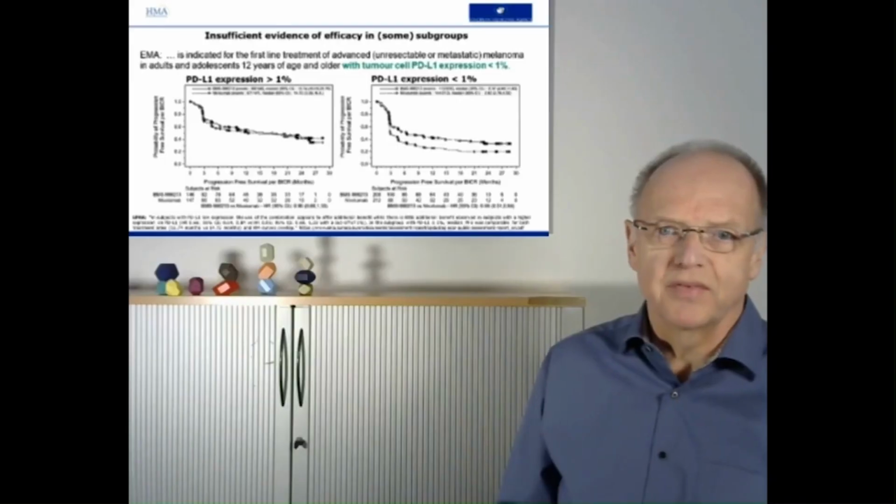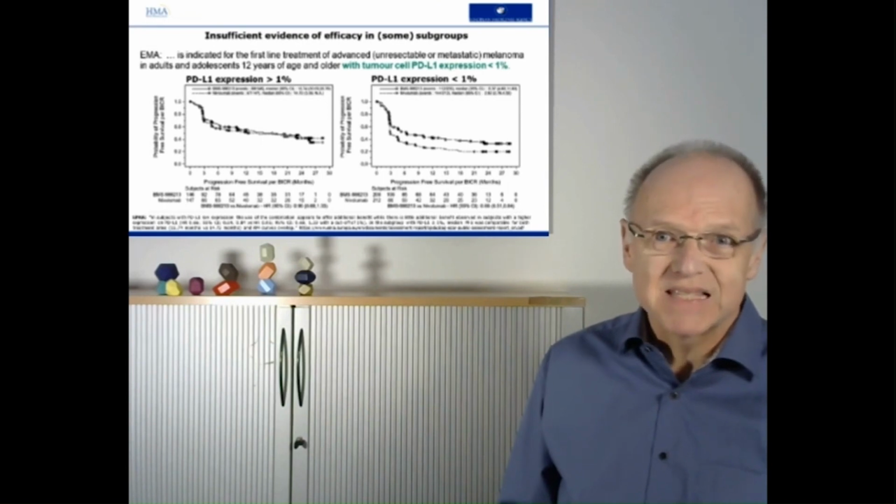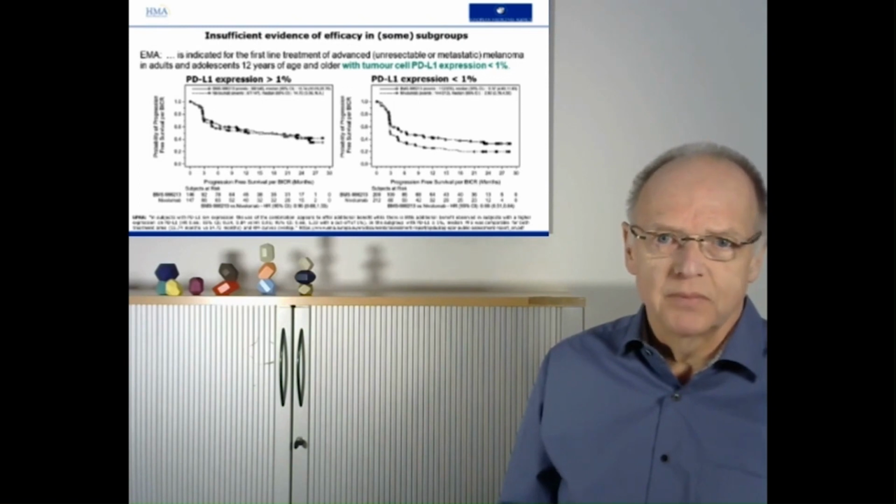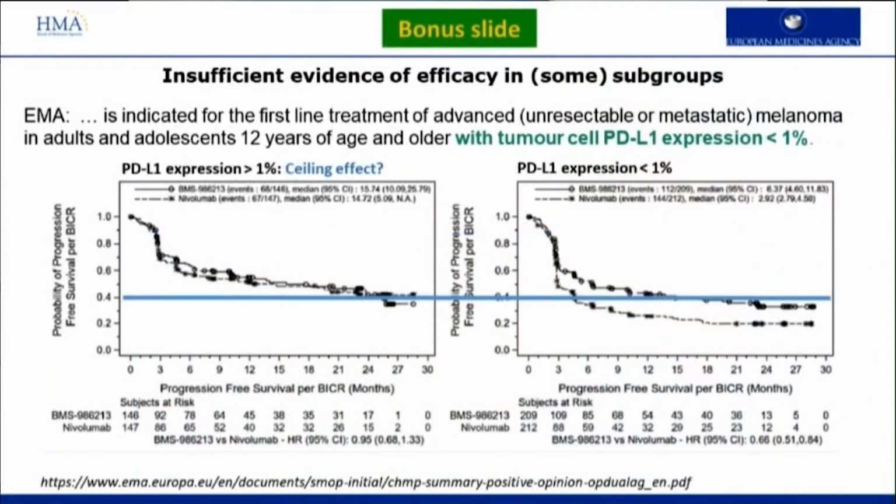It may seem surprising that Opdualag works better in patients with tumors that express less of the pharmacological target. Usually, we see the opposite with checkpoint inhibitors. While we have no definite explanation for this observation, it is tempting to speculate about a kind of ceiling effect. As you see on this slide, when treated with nivolumab only, patients with PD-L1 expression of less than 1% have a worse clinical course than patients with a PD-L1 expression higher than 1%, just as expected.